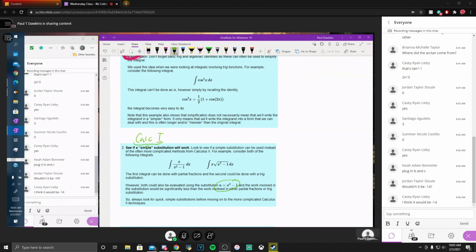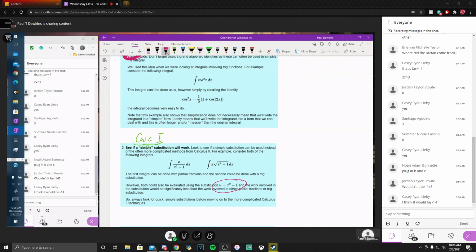Or, let's use right here so it shows up a little bit more. I could just do a Calc 1 substitution. u equals x squared minus 1 and walk away, and avoid a trig substitution, avoid a partial fraction. I am not going to insist you use a particular method in this class, folks.